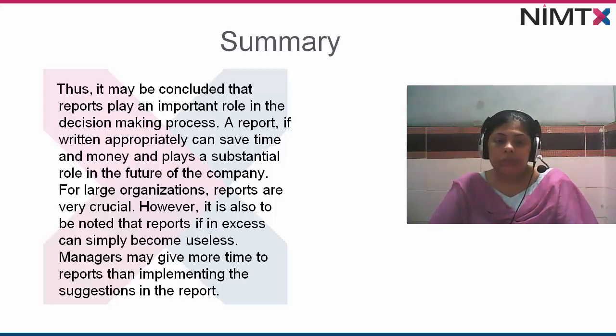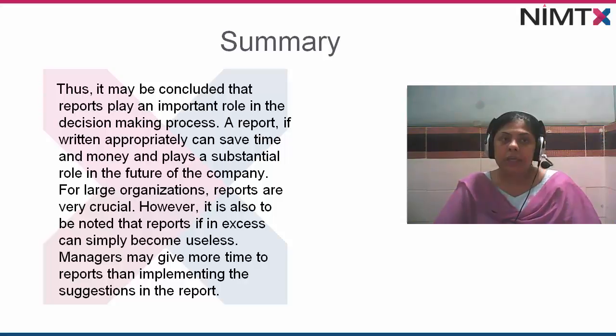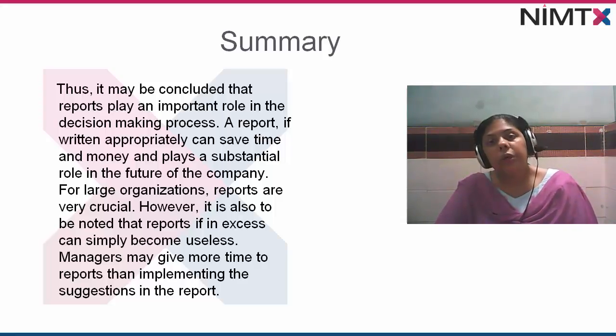However, it is also to be noted that reports, if in excess, can simply become useless. Managers may give more time to reports than to implementing the suggestions in the report. Everything in excess is bad. We all know that. So if reports are also in excess, you merely have paperwork or you have it on your systems, you read it, and then nothing happens. You cannot implement it. So if managers are getting reports and making reports, they also need to understand how to implement them.